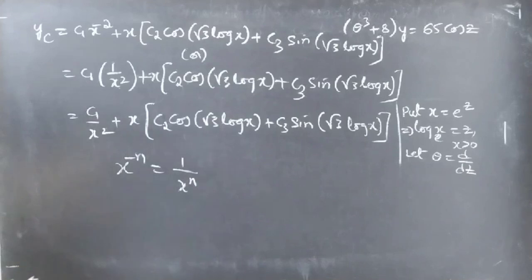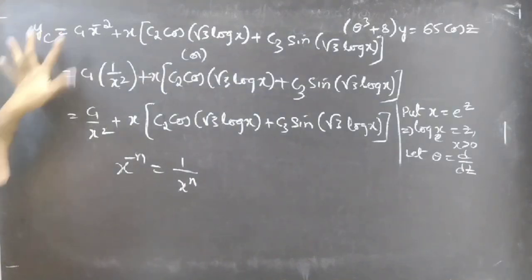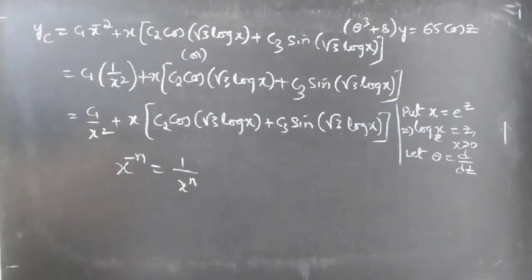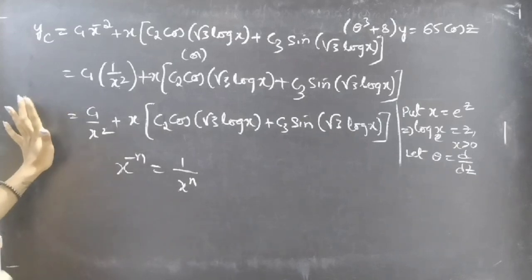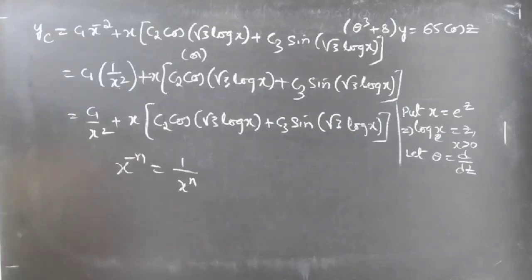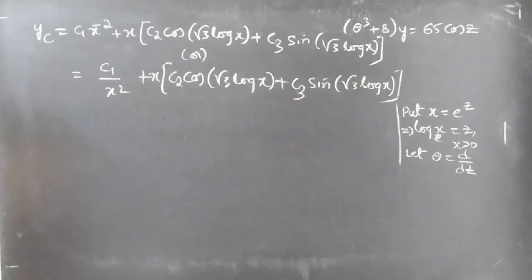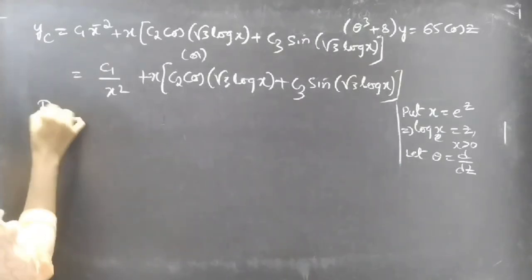We can use either of these two yc, or we can write two solutions in the general solution, using the first yc and the last yc. We'll see in both the cases. Now let's go for yp, the particular integral.